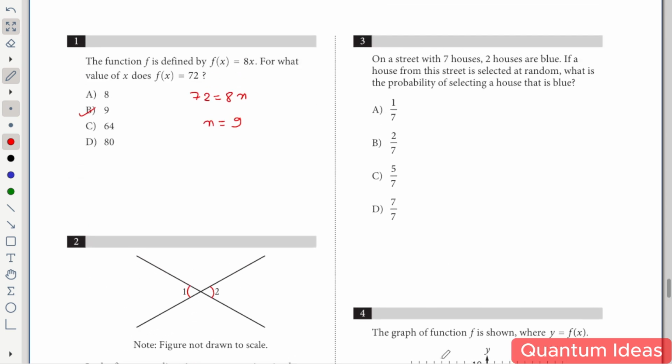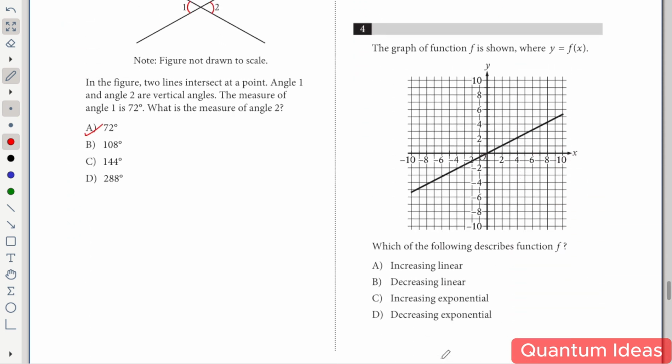Number 3. On a street with 7 houses, 2 houses are blue. If a house from the street is selected at random, what is the probability of selecting a house that is blue? Means 2 are blue. This is our target, and the total is 7 houses. So 2 by 7 is our final answer. So B is our answer.